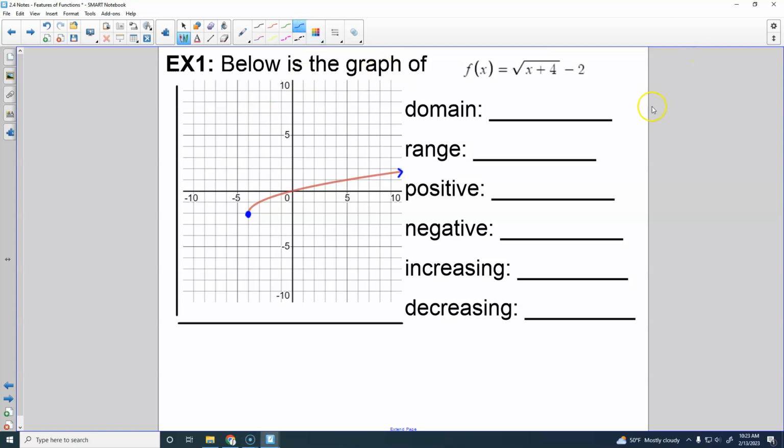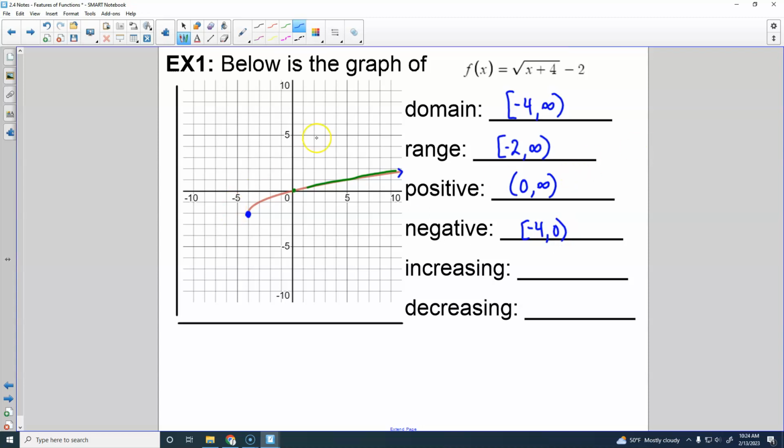Questions about it? All right, so domain in this one is -4 to infinity. Our range was -2 to infinity. This is positive from 0 to infinity because it is above the x-axis. It is negative from -4 to 0. And I think that's as far as we got on this on Thursday.